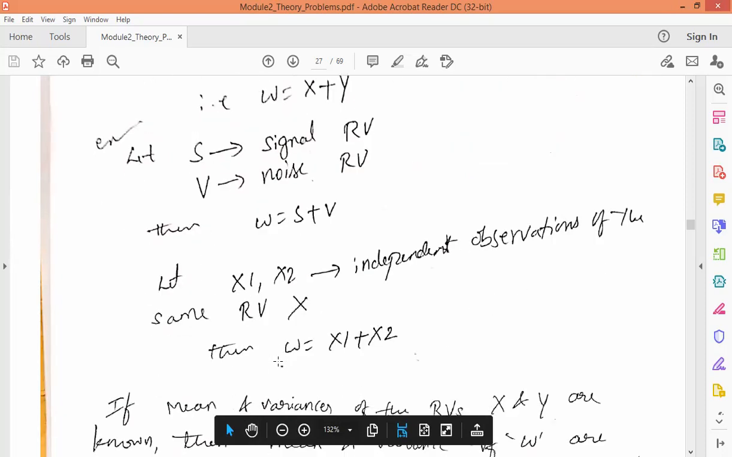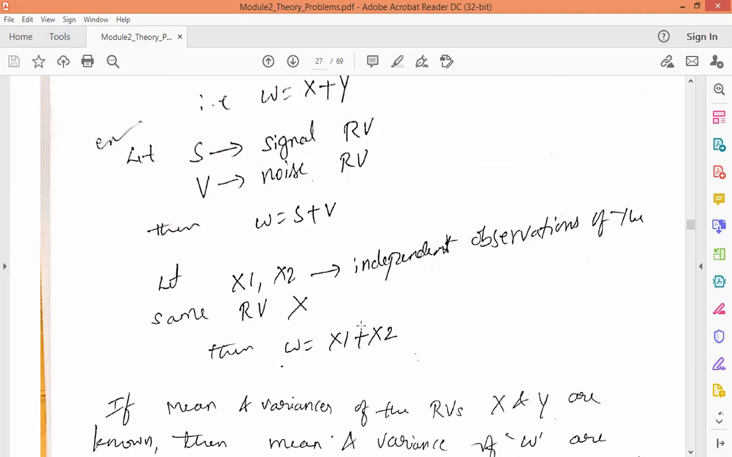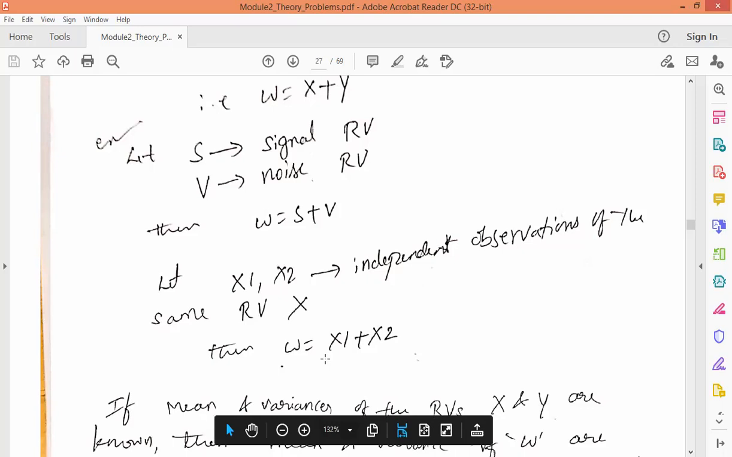And we can also take some other example. Here we can assume X1, X2 as the independent observations of the same random variable X. So for the same experiment, you may get different outcomes. In such cases, we can take the possible observations as X1 and X2, and we can also write W equal to X1 plus X2.